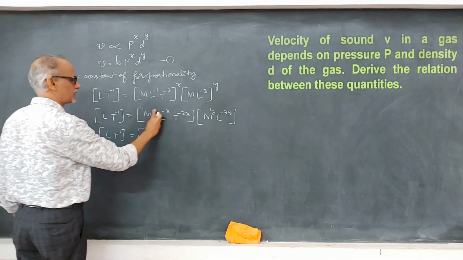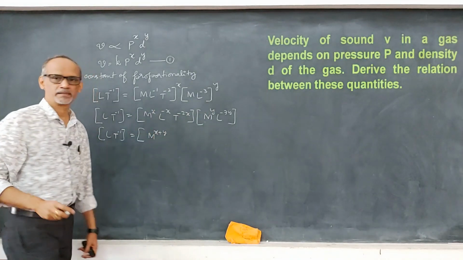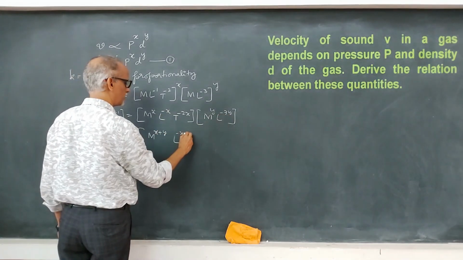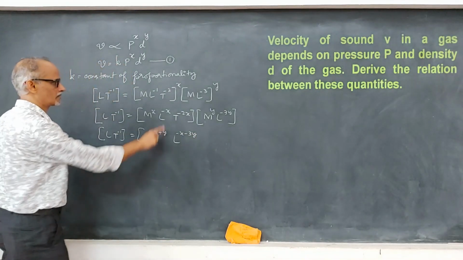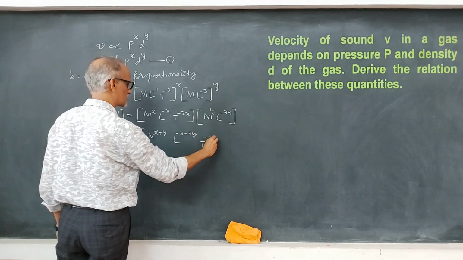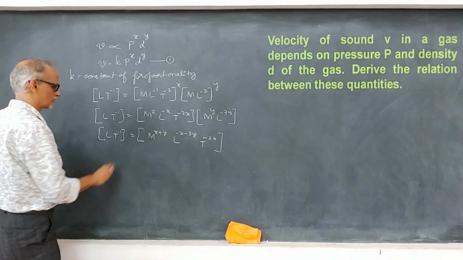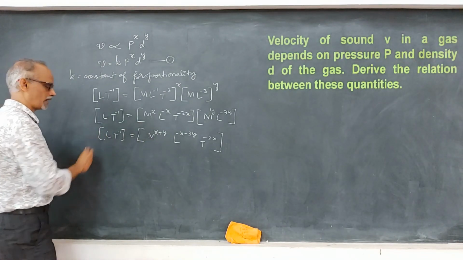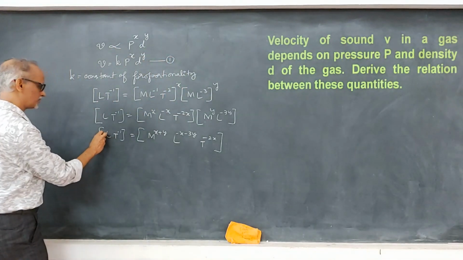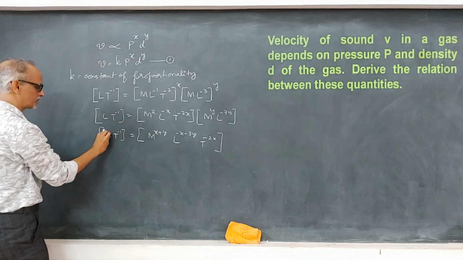So, here we have m to the power x and m to the power y. Make it m to the power x plus y, correct. The powers get added up. L to the power minus x and L to the power minus 3y gives L to the power minus x minus 3y, and then T to the power minus 2x. Now, compare the powers. Here we do not have m. So, when there is no m, what is the power of m? It is 0, correct. This is only LT⁻¹, correct. Velocity is independent of the mass. So, m to the power 0.